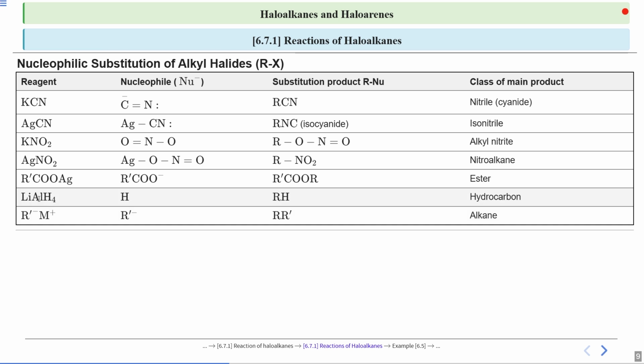Then the reagent is lithium aluminium hydride, which after the substitution, the product you are going to get is an alkane. Okay, so the class of main product is hydrocarbon. And then the reagent is R prime minus M plus. The nucleophile is R prime minus. The substitution product is R prime which is going to attach with the R group, and the class of main product will be alkane. Okay, so these are the reagents and the classes of main products that they are going to give after the nucleophilic substitution of haloalkanes.